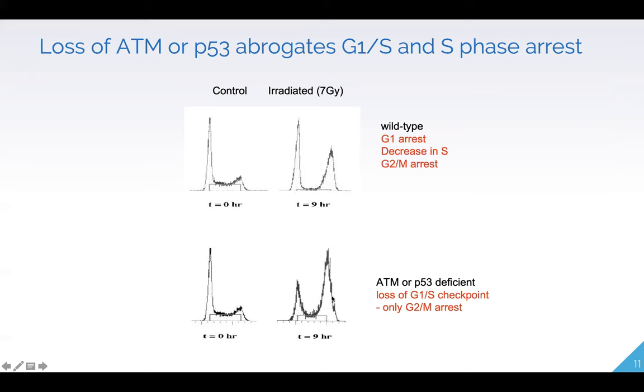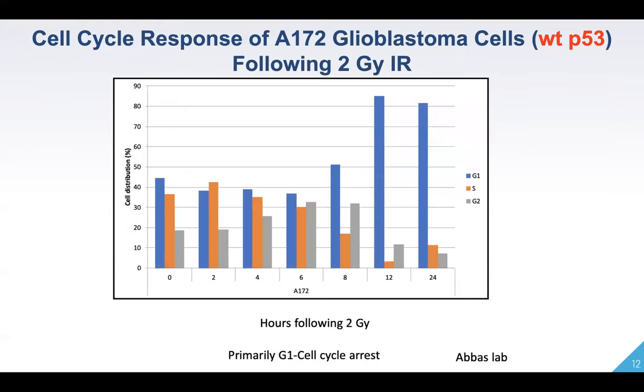And if you abrogate that pathway, cells will die. So let's see what the evidence is for that. So here's a result from our own lab on a glioblastoma cell line that is proficient for p53. They have an intact form of p53.